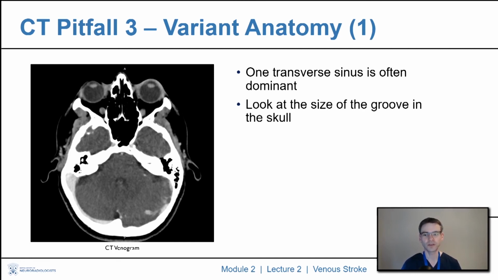So one trick to try and work that out is to look at the size of the groove in the skull. So here we've got another CT venogram image, where on the right side we've got a very large transverse sinus, which I think is dominant because the size of the sigmoid groove here is a really large kind of excavation out of the skull. On the other side, there's a very thin and almost discontinuous transverse sinus, but actually the groove in the bone is much smaller in this side, telling us that the right transverse sinus is probably just the dominant one and most drainage is happening via the right-hand side.